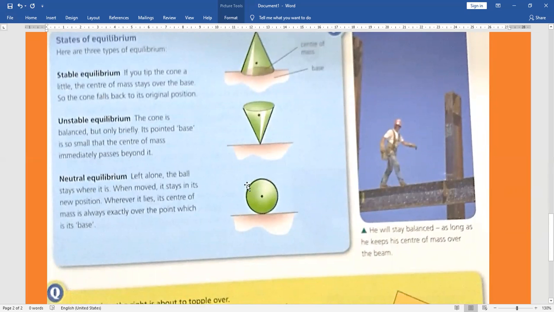If you have a football or ball, its center of gravity lies at the center. That's why when you roll or tilt it, it will roll down but never change its center of gravity. So this is called neutral equilibrium.